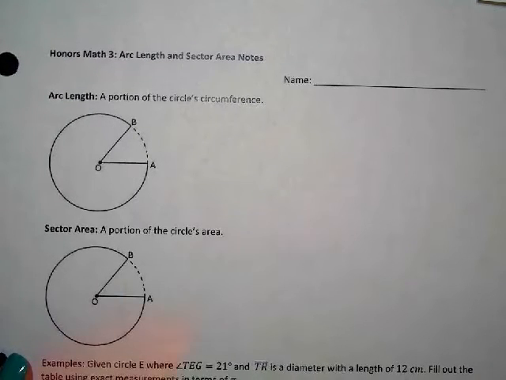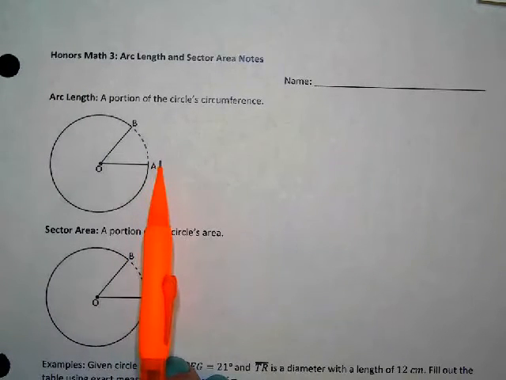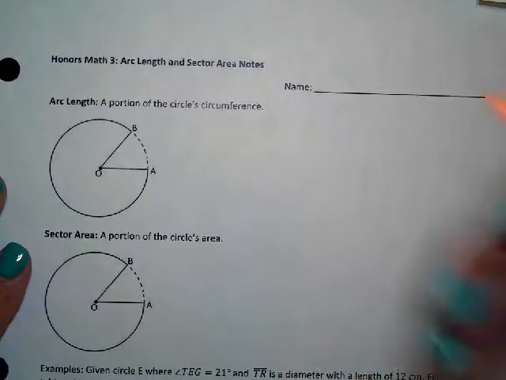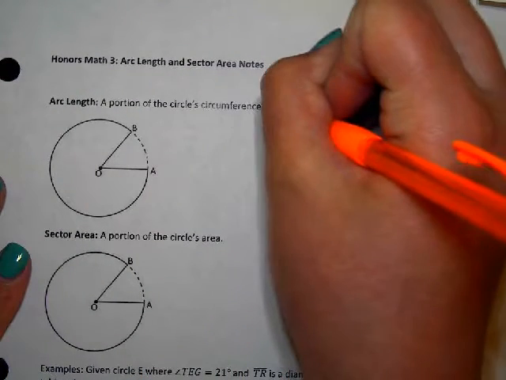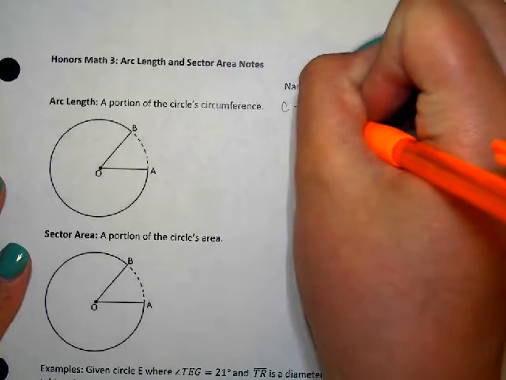Arc length is a portion of a circle's circumference. It's not the whole circumference, it is part of it, okay? So if we wanted the entire circle's circumference, what would the formula for that be? 2 pi r. Okay, so circumference is 2 pi r.